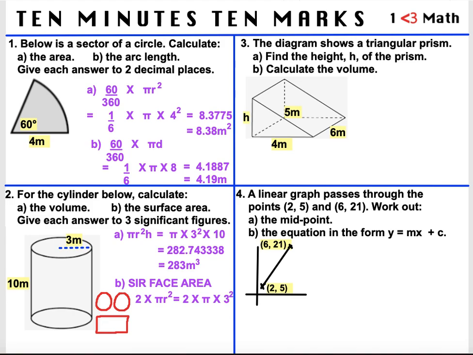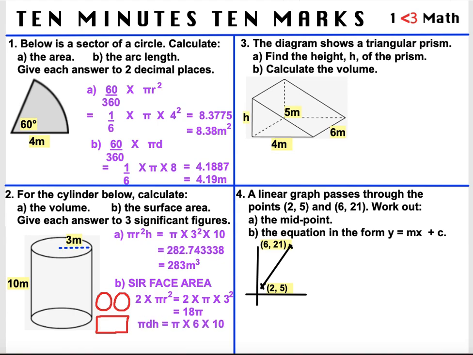So working that out, I'm going to leave it in terms of pi, because when we work out the curved surface area, we leave that in terms of pi as well, and we're not messing around with decimals at this point. So 2 times 3 squared, that's 2 times 9, and that's 18 pi. So that's our answer in terms of pi for the top and the bottom.